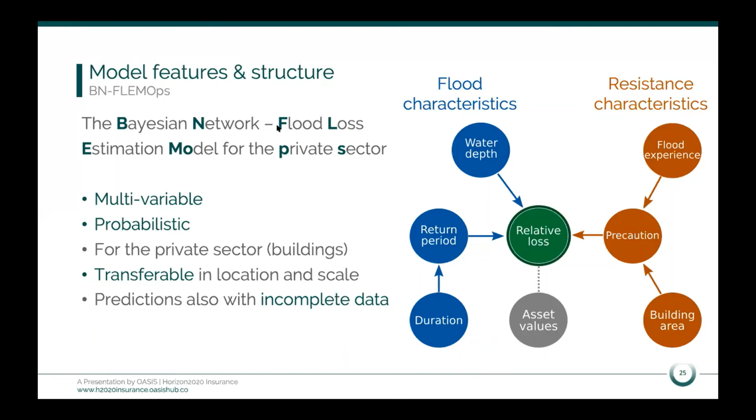Then secondly, the model is probabilistic. So we get directly from the model uncertainty information that is derived from the empirical knowledge that we have about these damaging processes. Referring back to our empirical data set, from this we also derive the information about the uncertainty and represent this in an uncertainty range and distribution of the relative loss.